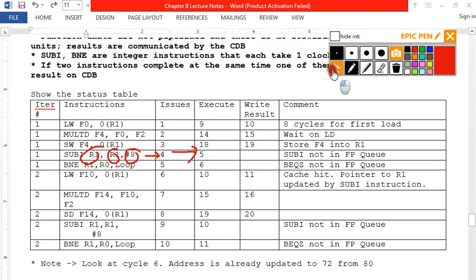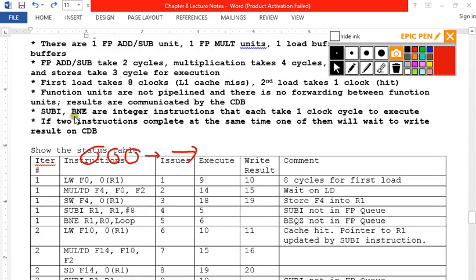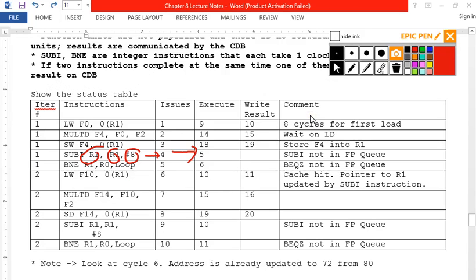Sorry, let me go back up here. You see, sub I and branch not equal are integer instructions that each take 1 clock cycle. So we go here, we see it's taking 1 clock cycle. It's also an integer instruction, so it stores the copy to the local copy of the register. Therefore, you do not need to use the common data bus. And that's why these two results are blank.